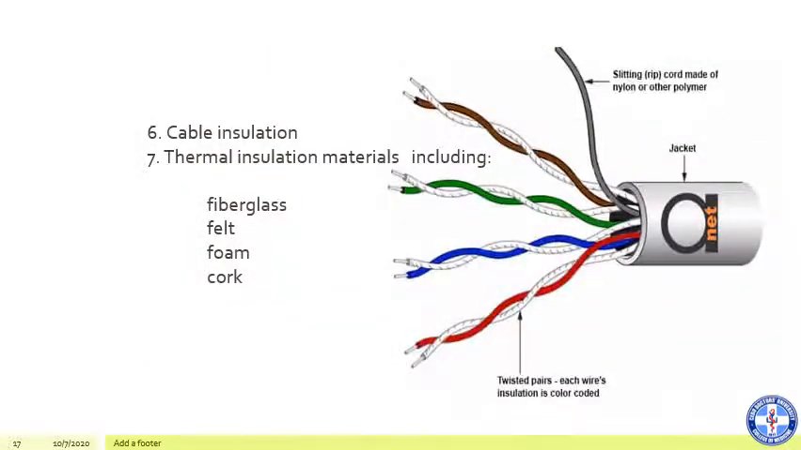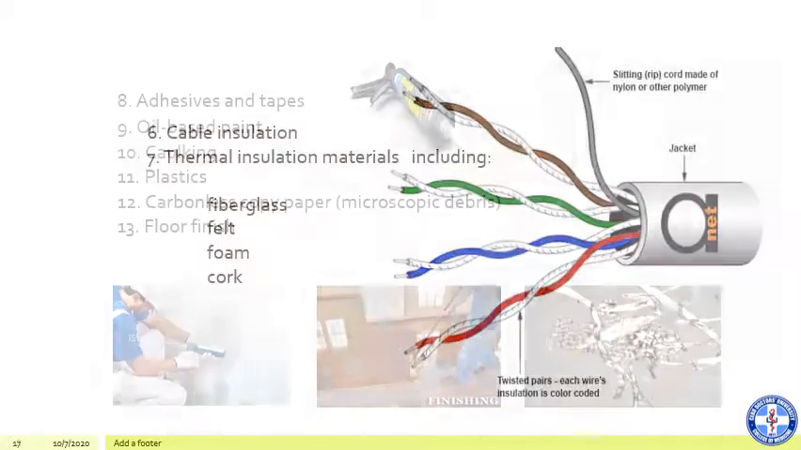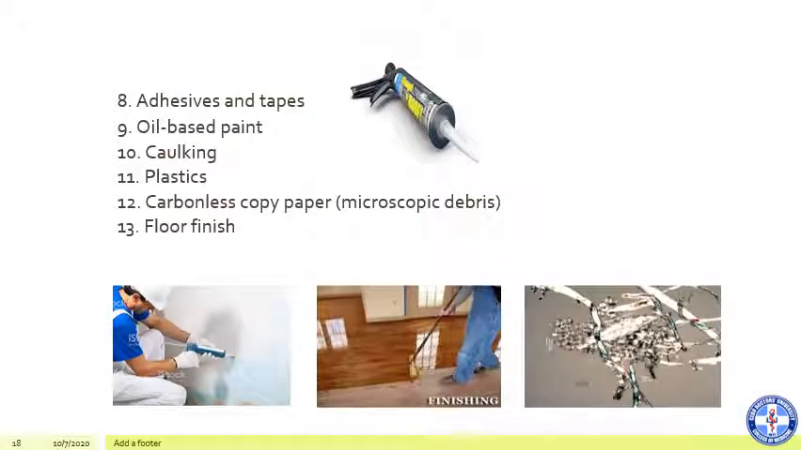In addition, they are also present in cable insulation, thermal insulation materials including fiberglass, felt, foam, and cork. It is also used in the manufacturing of adhesives and tapes, oil-based paint, caulking, plastics, carbonless copy paper, their microscopic debris, and in floor finishing also.